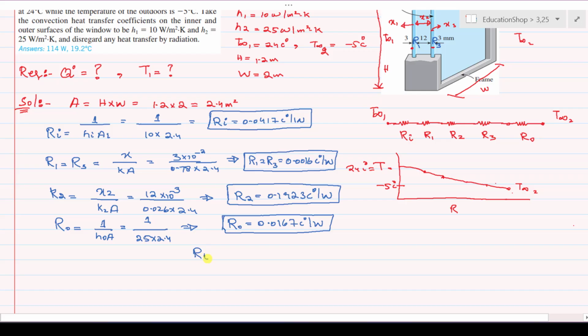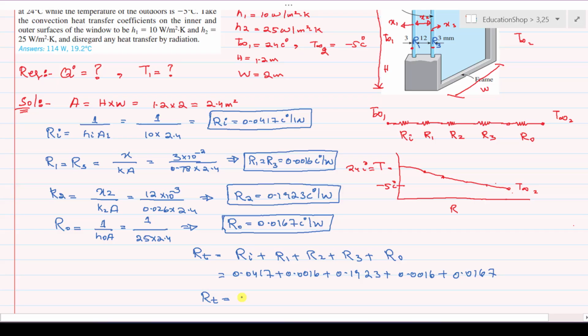The total resistance is equal to Ri plus R1 plus R2 plus R3 plus R0. Simply write the corresponding value of each resistance and you will get the total resistance by adding them on a calculator. The total resistance value is 0.2539 centigrade per watt.